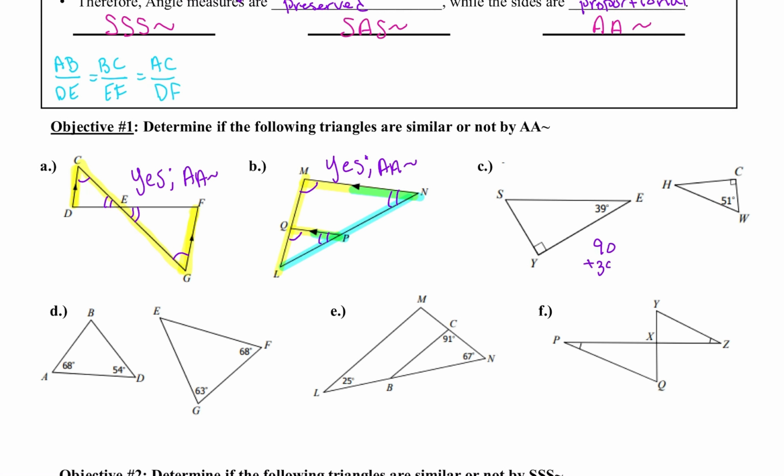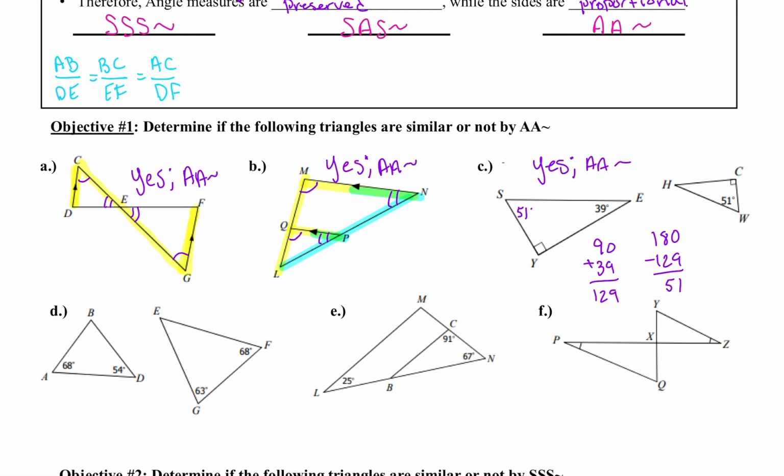So take the 39 and the 90 and add them together. I get 129. And if I subtract that from 180, I get 51, meaning I know that this angle has to be 51. So now I can see I've got 51 and 51. I've got 90 and 90. So I would say, yes, these are congruent by angle, angle similarity.